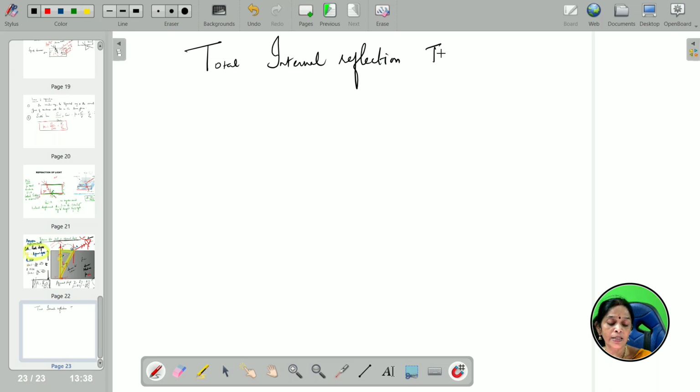So, that is otherwise called TIR. Now, for getting into total internal reflection, I am going to ask you certain questions about phenomena happening in day-to-day life. Have you ever seen the glittering of a diamond? Yes, you must have seen. Diamond, how does it glitter?